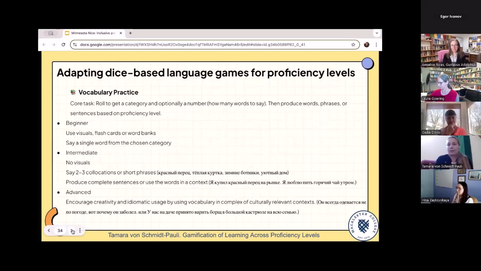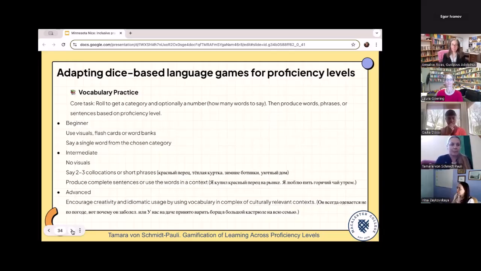Can you adapt this for different proficiency levels? Like I've said, I've taught all different levels, and absolutely you can do that. So for beginner, it's very simple. You use visuals, flashcards, or word banks, and then they just say a single word from a chosen category. That's how the game goes. At a higher level, let's say intermediate, that can go now to practicing short phrases, sentences in a context. And then the advanced one is when we are including idiomatic usage, when they need to find or practice some complex or culturally relevant context.